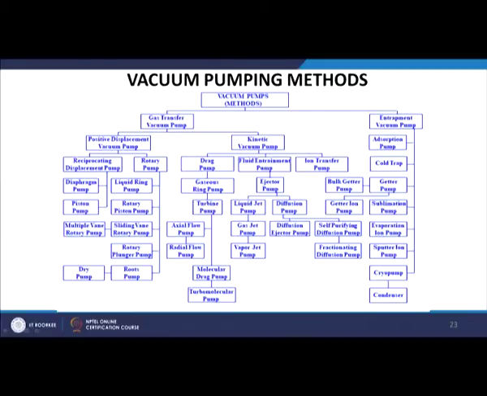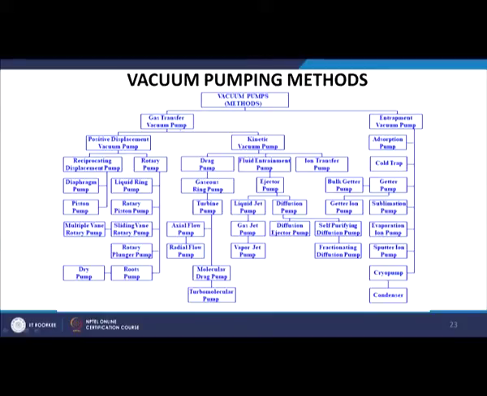So, let us look at this chart, which shows the different kinds of vacuum pumps. Do not be confused or fearful about looking at these pumps. There are so many different types of pumps, depending upon their mechanisms, and depending upon how much pressure they create. Just to look at it, all the vacuum pumps can be broadly classified as gas transfer vacuum pumps and entrapment vacuum pumps.